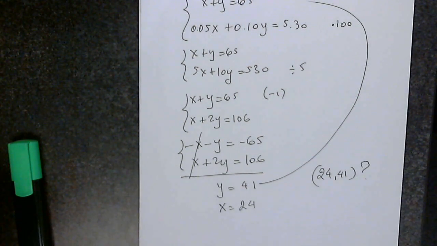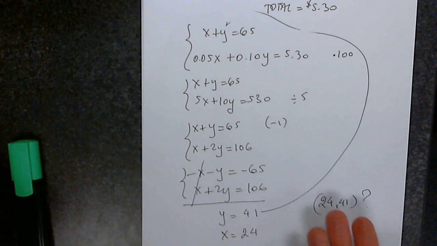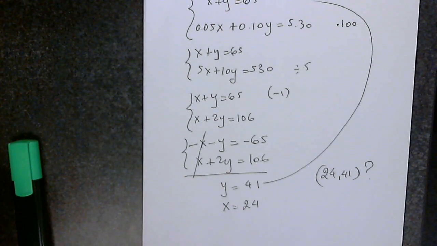I have no idea. I have to go back and check. So again, 24 plus 41 is indeed 65, but I have to check this one. 0.05 multiplied by 24 plus 0.10 multiplied by 41, and the answer is 5.3. So I know that this is the only solution and no one can find another. Indeed 24, 41.